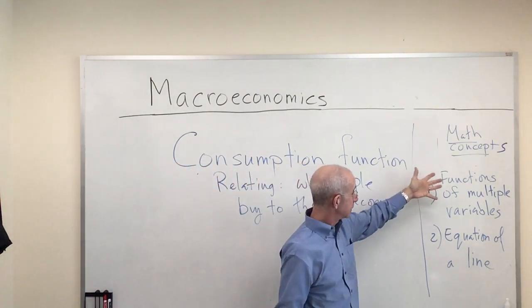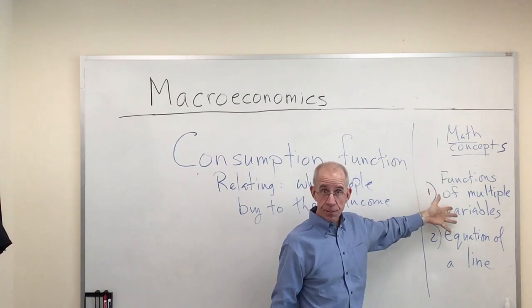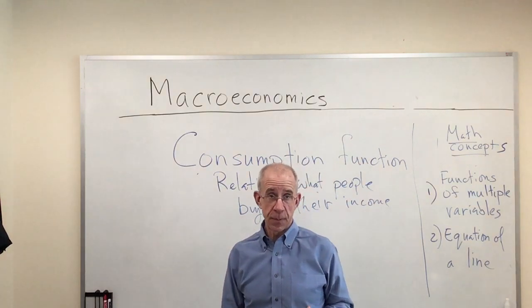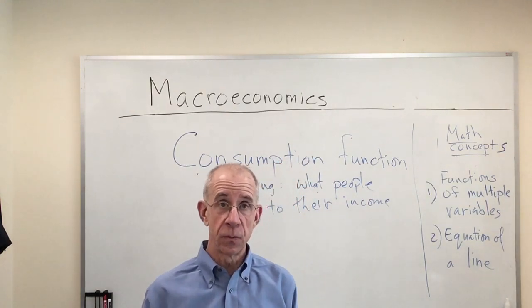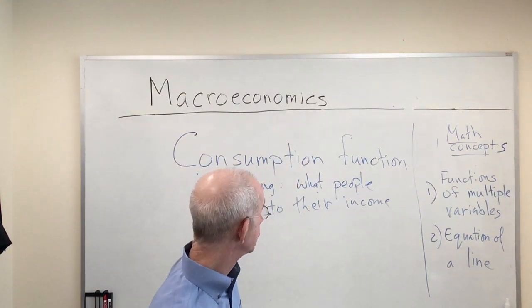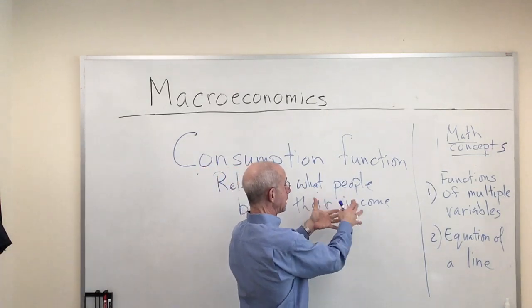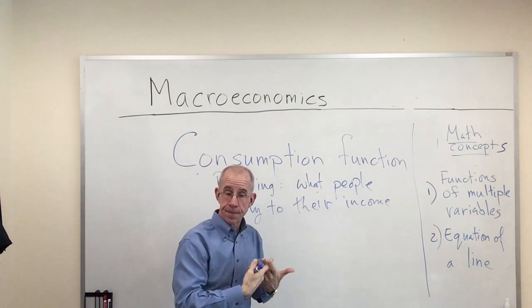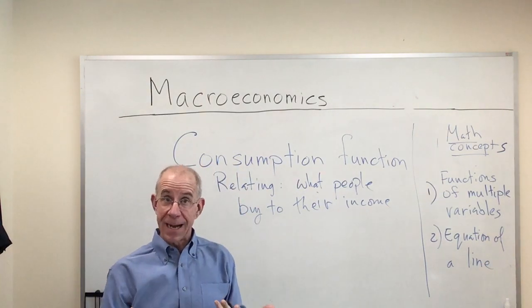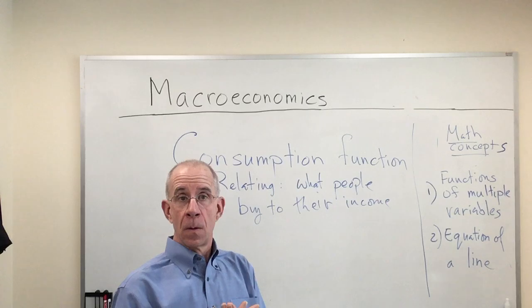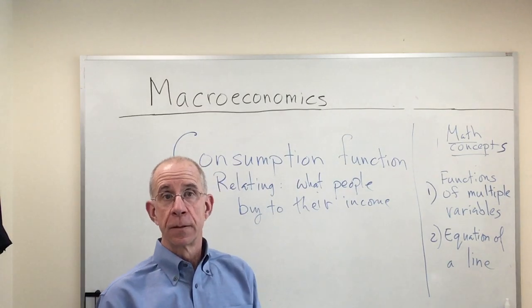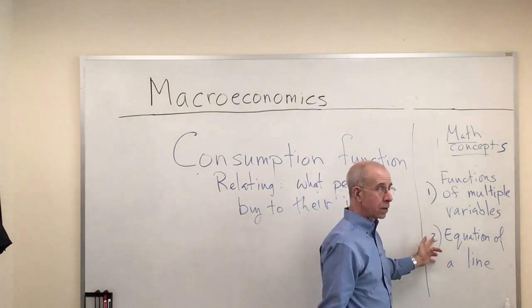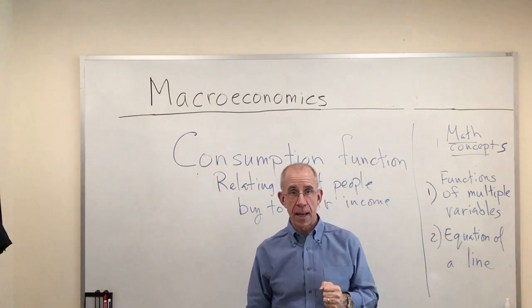It's a function. In this case, it's a function of multiple variables. Again, look at the separate math concept video to remind you of what that means, which relates income to what individual consumers and firms buy for current consumption. And we will also use an equation of a line in this.